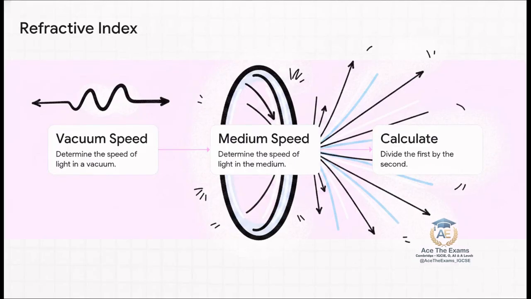Physicists actually quantify this slowing effect using something called the refractive index, and it's a super straightforward calculation. You just take the speed of light in a vacuum and you divide it by the speed of light in whatever material you're studying. So for glass, 300,000 divided by 200,000 gives us a refractive index of 1.5. This little bit of math gives us a crucial ratio, telling us exactly how severely a specific material is going to bend light. Basically, the higher the number, the slower the light travels, and the sharper it bends.